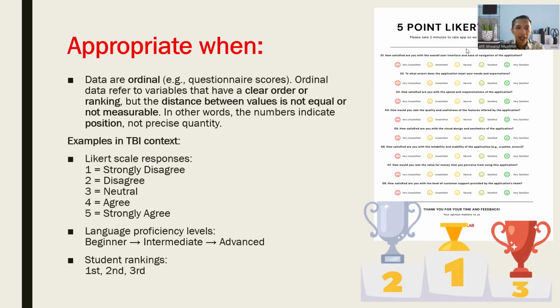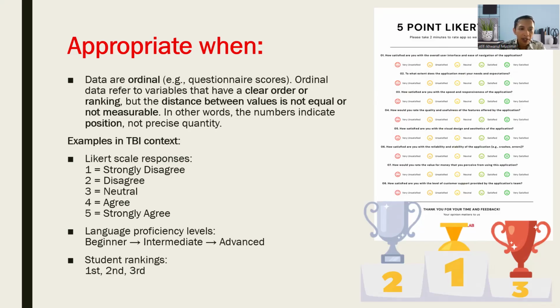Ordinal data refers to variables that have a clear order or ranking, but the distance between values is not equal or not measurable. In other words, the numbers indicate positions, not precise quantity. For example, when you are discussing very unsatisfied and unsatisfied, the range between those two in reality may not be equal to unsatisfied to neutral, or even neutral and satisfied.